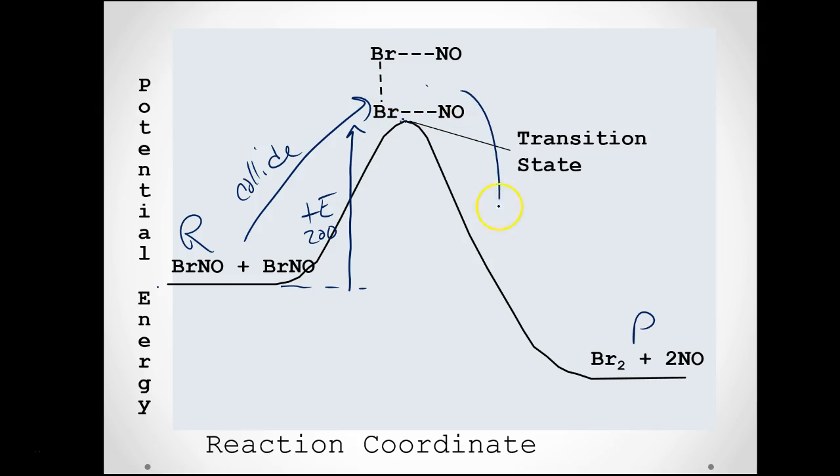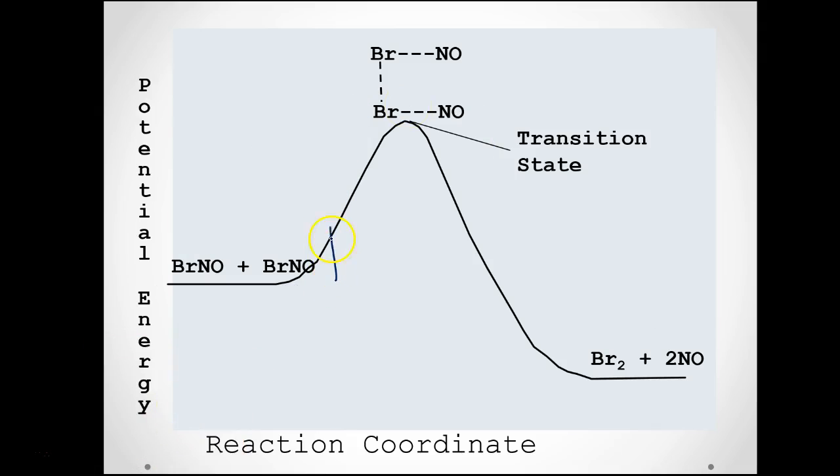Once they turn into that, then they can turn into my products. But for right now, they have to gain that much energy to become that. If they don't gain 200 joules of energy, let's say they only gained 150, well, they go this far, and come right back down. No reaction's going to happen. It's just like my bowling ball that doesn't have enough energy.